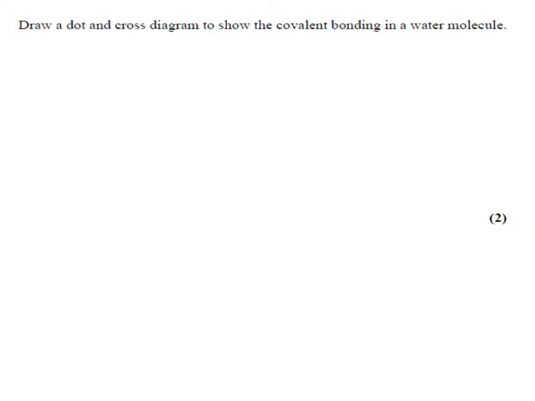Draw the cross and dot diagram to show the bonding in water. Now water is H2O. And it sounds really obvious to say it, but that means there are 2 hydrogen atoms for every 1 oxygen. The number of times I've picked up A-level scripts with this on it, and you'll see that a student has drawn 2 oxygens and 1 hydrogen.